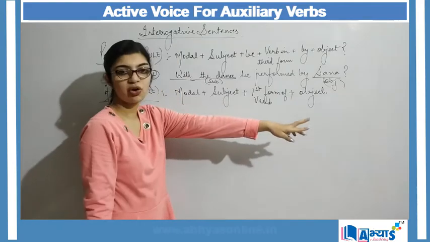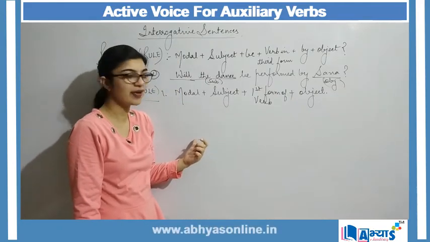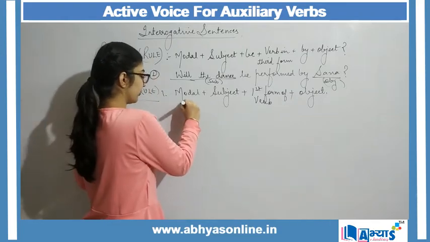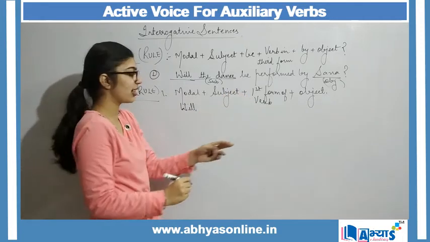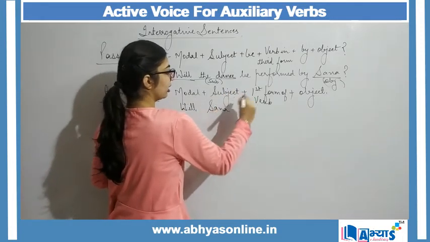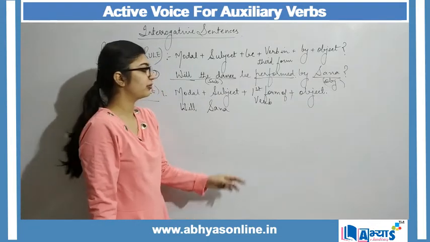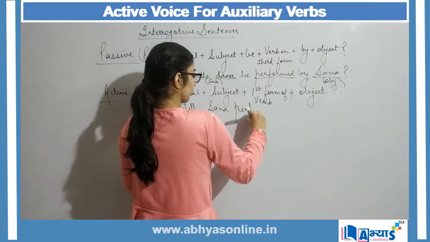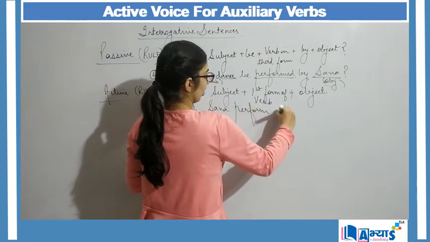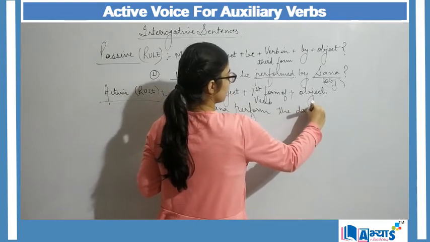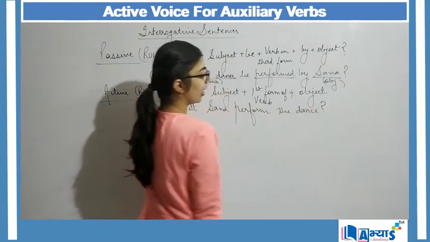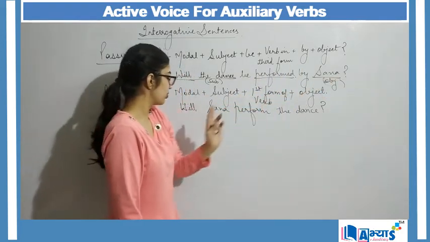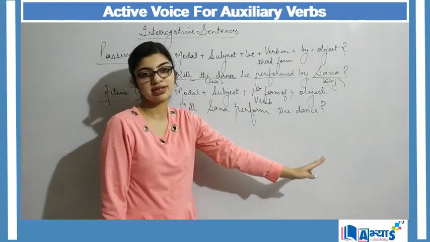Now my object of passive will change to the subject of active. So my sentence will begin with a modal, that is will, and the subject is Sana. So I say will Sana. The first form of performed is perform, and object is the dance, followed by a question mark. So will the dance be performed by Sana changes to will Sana perform the dance?